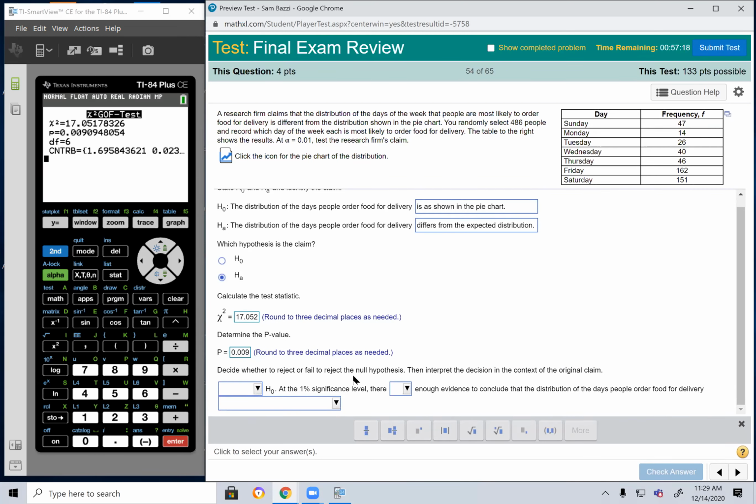Decide whether to reject or fail to reject. Well, you reject H0 because the p-value is less than alpha. And the claim is in HA. At the 1% level, there is enough evidence to conclude that the distribution differs from the expected distribution.